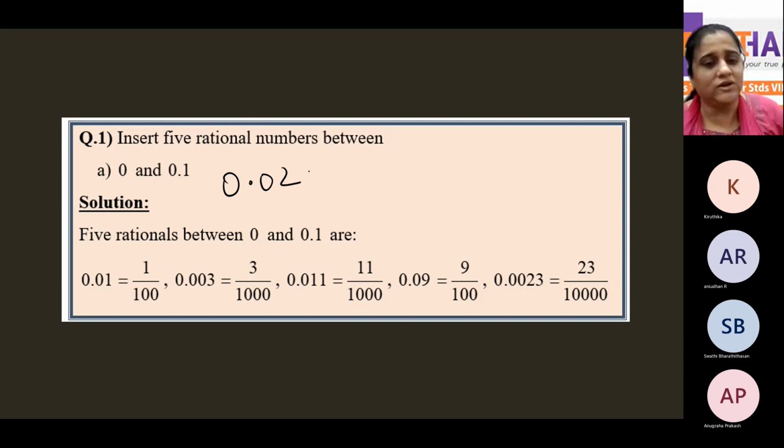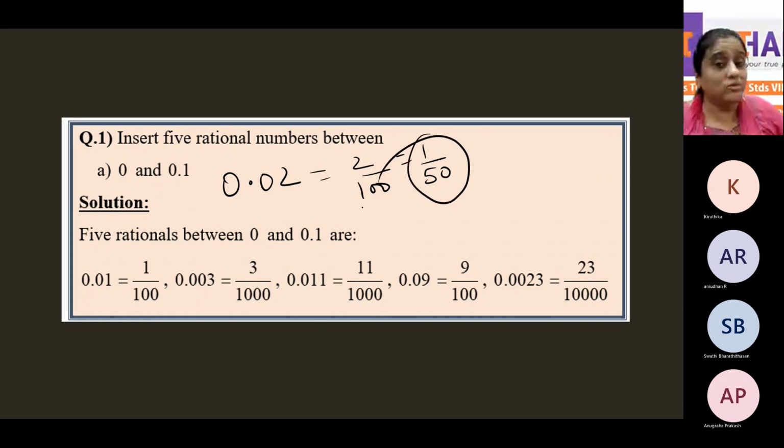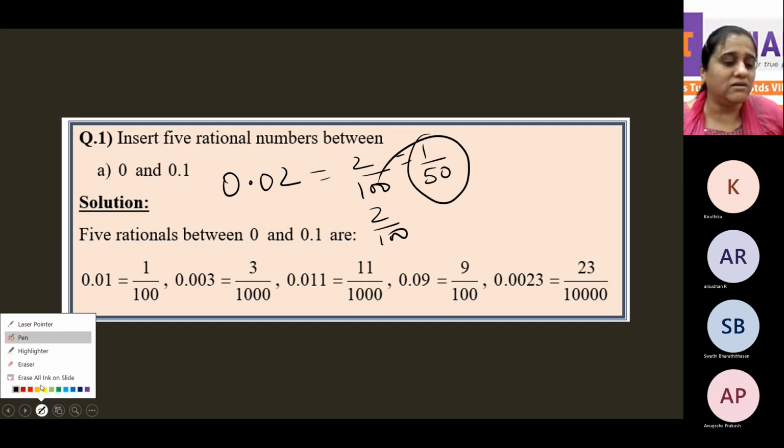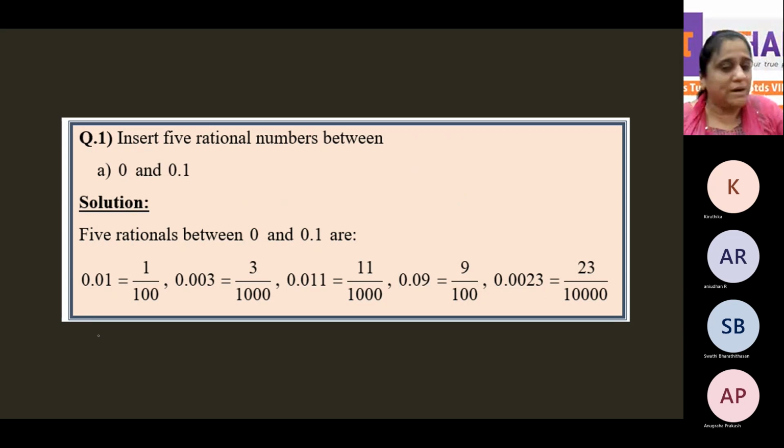Supposing you write 0.02, it's correct. This will be 2 by 100, which is 1 by 50. You should put it in the simplest form. You must not stop with 2 by 100. So purposely I've taken numbers like 0.01, 0.003, 0.011, so that you can just write it like this and leave it. You don't have to simplify them. Why waste time simplifying? Correct?